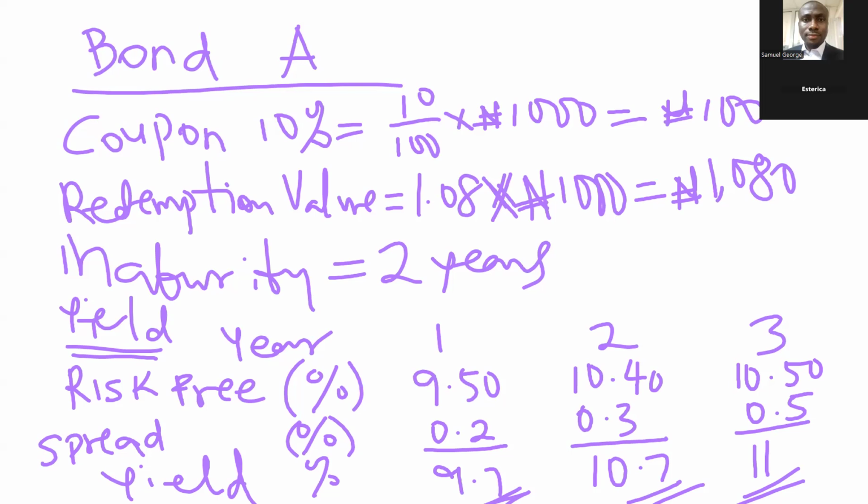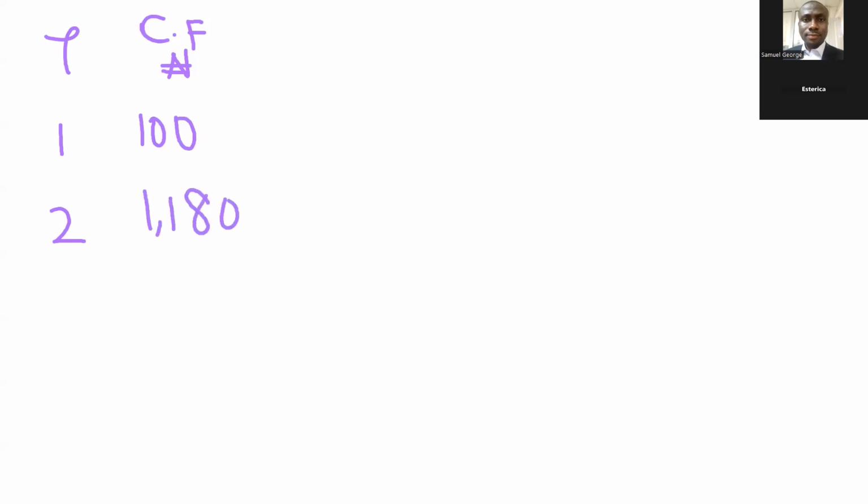Okay, so I move to the next slide. So I say year 1 and year 2. Cash flows. What are the cash flows in naira? Year 1, 100 naira. Year 2, 1,180. Those are the cash flows.